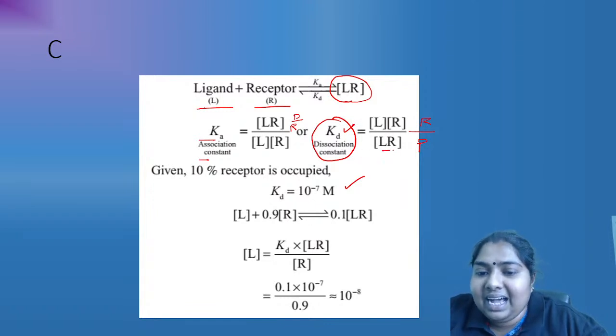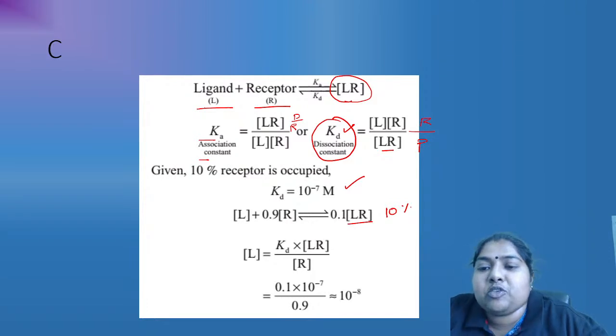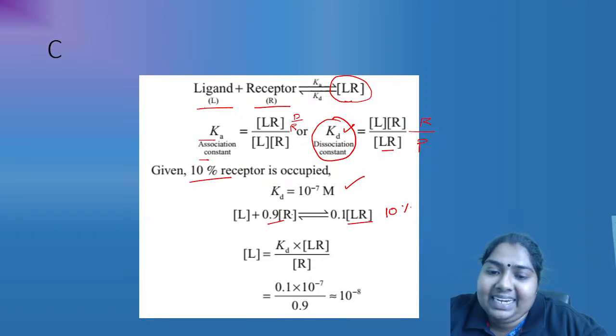Now LR, it is going to be 10%. So what should be your reactant? It is going to be your 90%. Got it? So LR is going to be, the product is just 10% occupied. That means 90% is free. So it is 0.9. This you take as 1. So you don't know L. That is what is the question. So L is equal to Kd into LR divided by R.